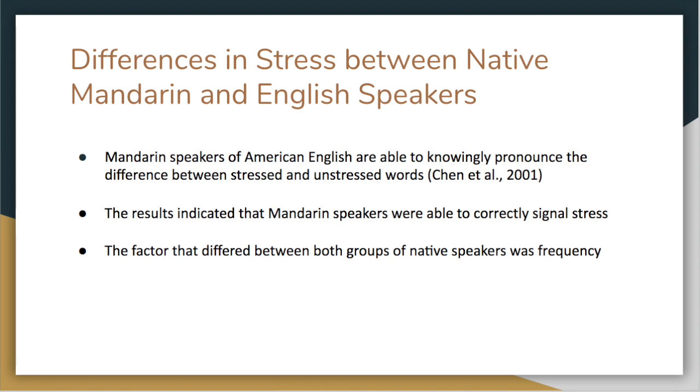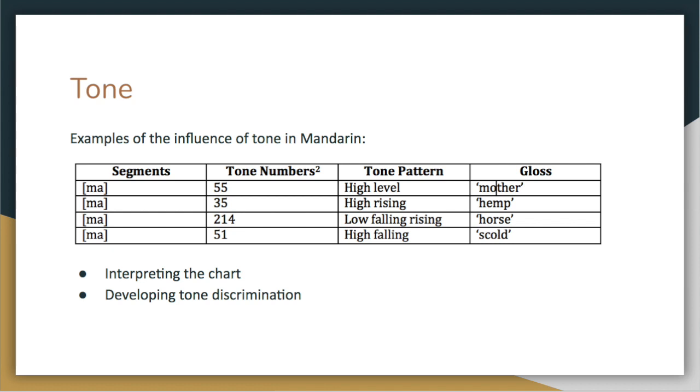Our textbook defines tone as the pitch at which the syllable in a word is produced. Mandarin Chinese is referred to as a tone language, whereas English is known as a non-tonal language.